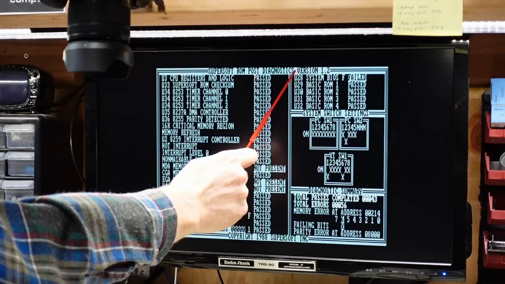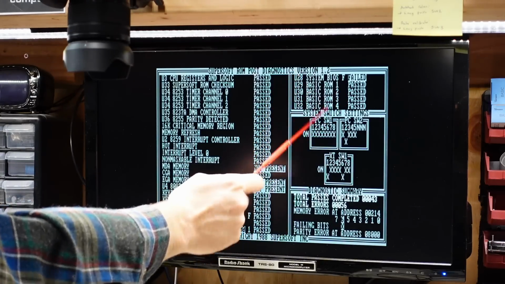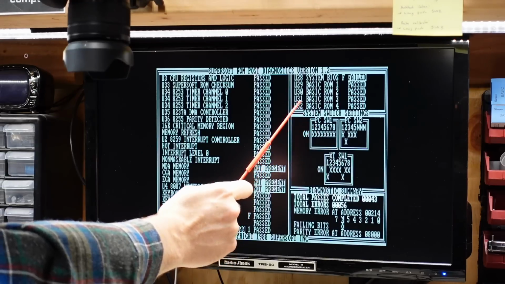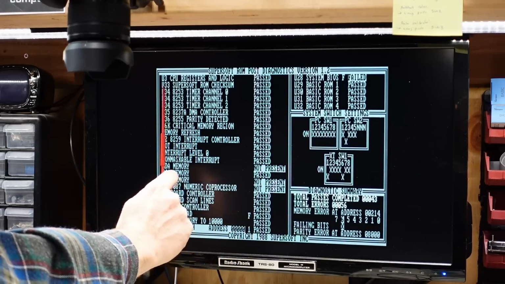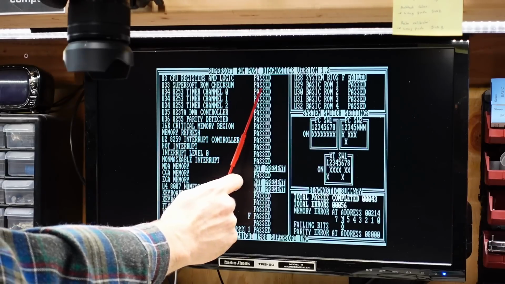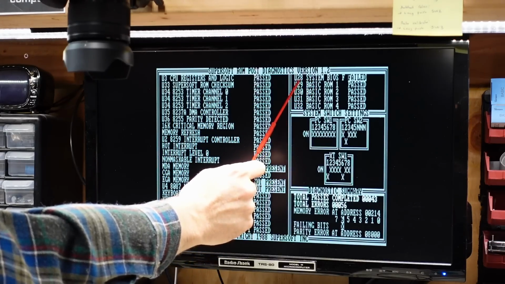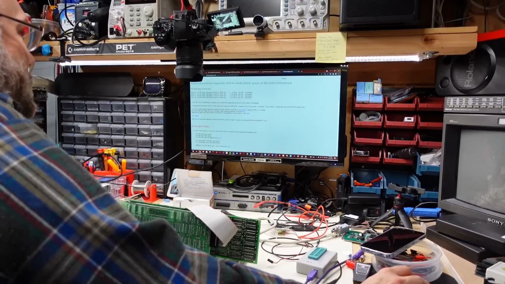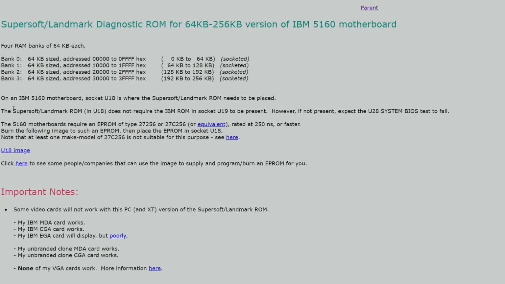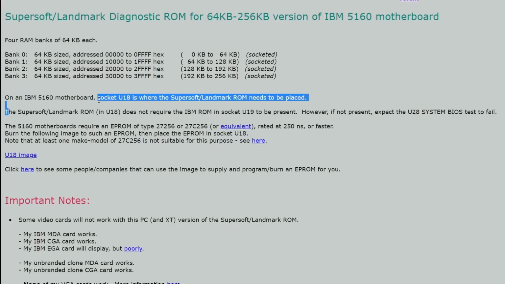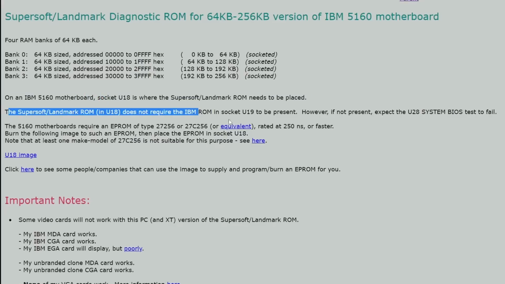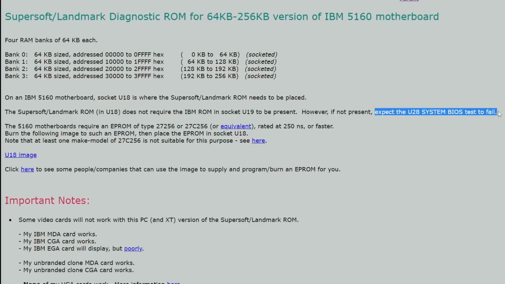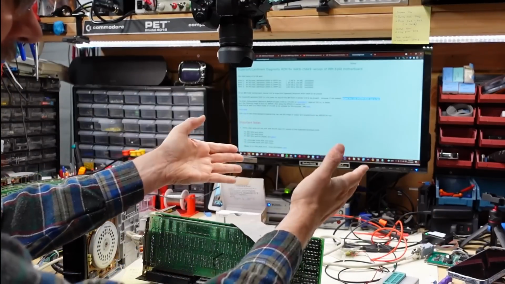Now, I just assumed early on that this failure had to do with the fact that I replaced the BIOS with the diagnostic one. But over here, U33 Super Soft ROM checksum passed. So this is something else potentially. Over here, I think this is the key thing. The ROM does not require the IBM ROM in socket U19 to be present. However, if not present, expect U28 system BIOS to fail. That is the one that was failing.